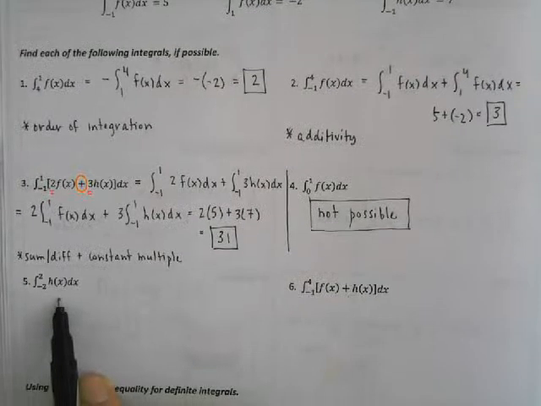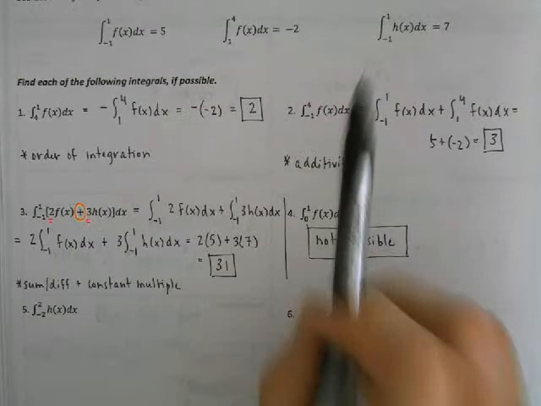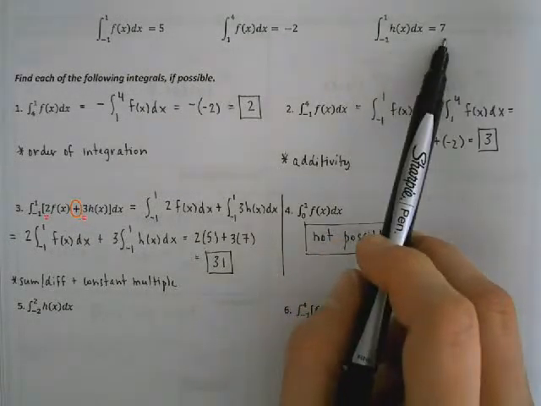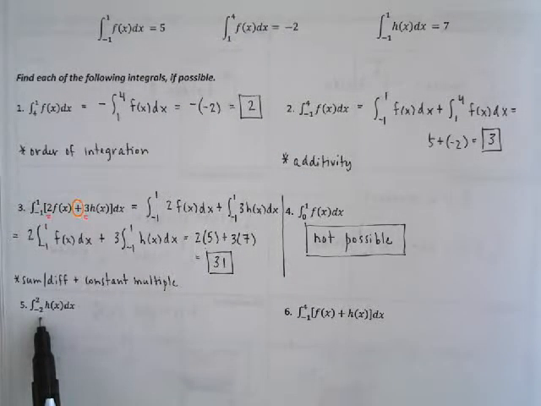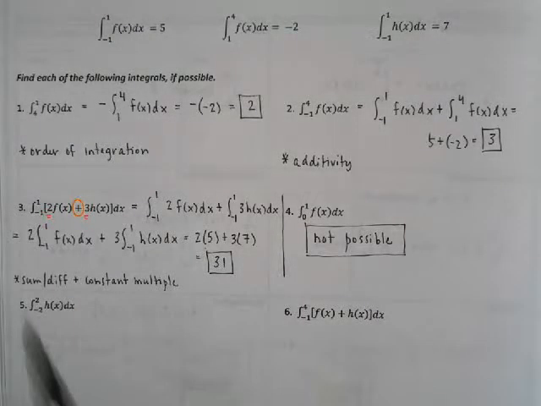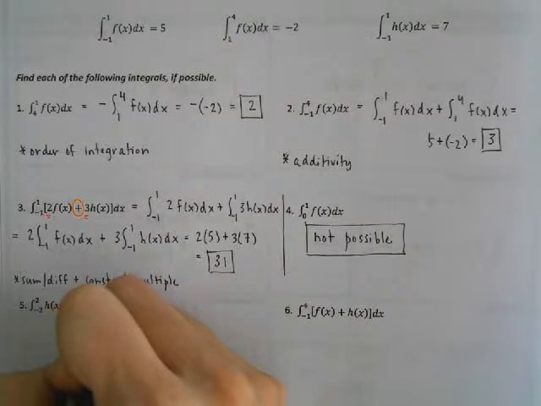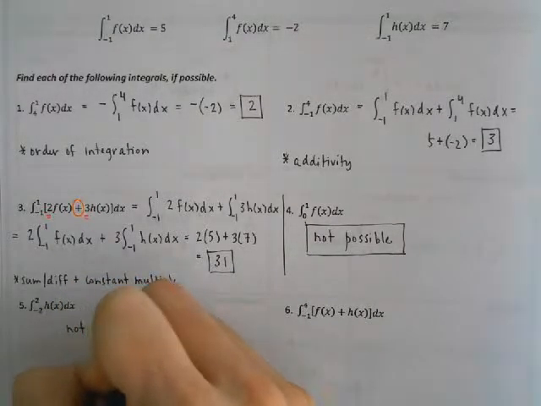Okay, for similar reasons, for number 5, again, I know it's from -1 to 1 is 7, but we can't assume that we can just double that area. So again, we don't have any property that we can apply here, so this one is not possible.